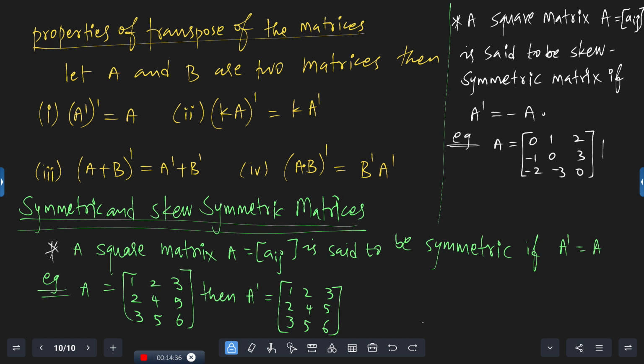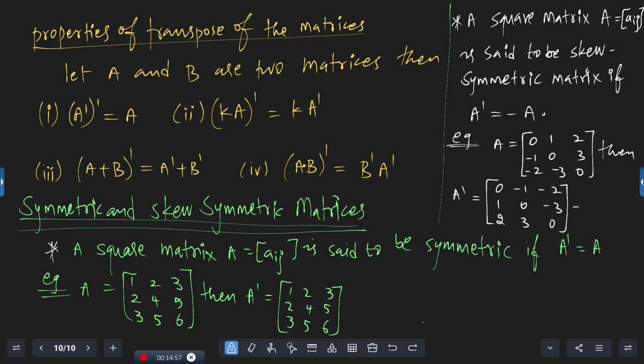If I am taking a transpose for this, what will you be getting? A transpose is equal to: row 1 I have to write as a column. So 0, 1, 2. Again the second row you write as a column. So minus 1, 0, 3. Now the third row you write as a column, means minus 2, minus 3, 0.